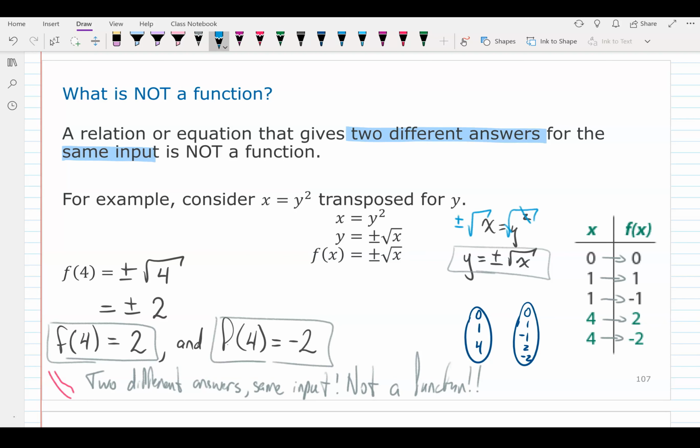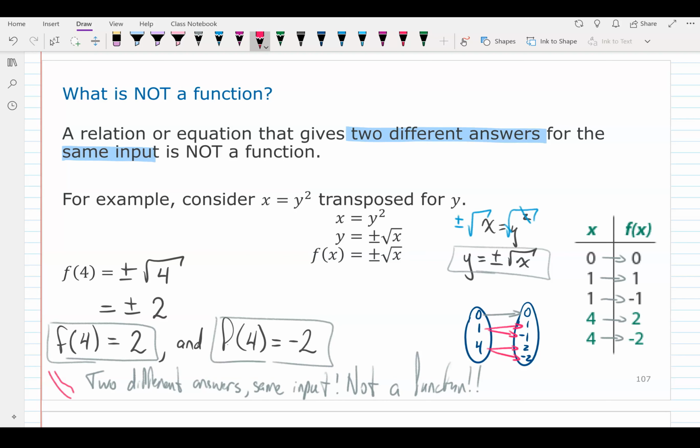Let's see what maps. Let's see what we can see visually. 0 maps to 0. That's okay. 1 maps to 1. 1 also maps to negative 1. That's bad. That's very, very bad. And 4 also maps to 2 different things.